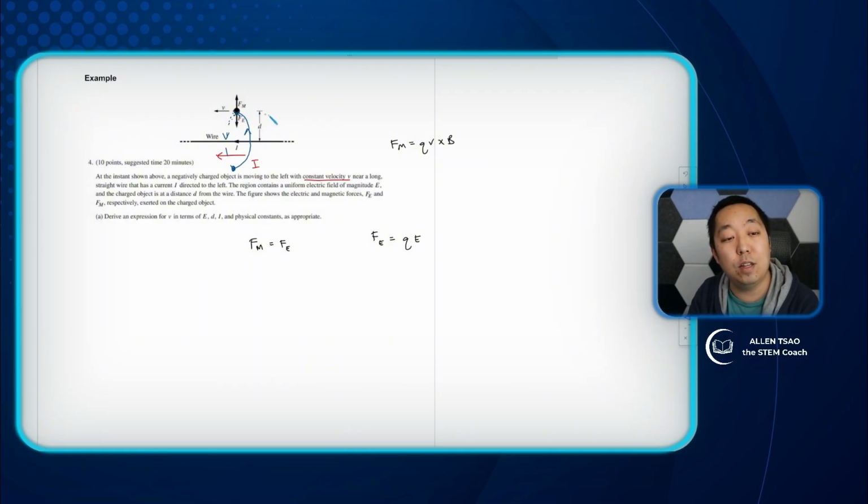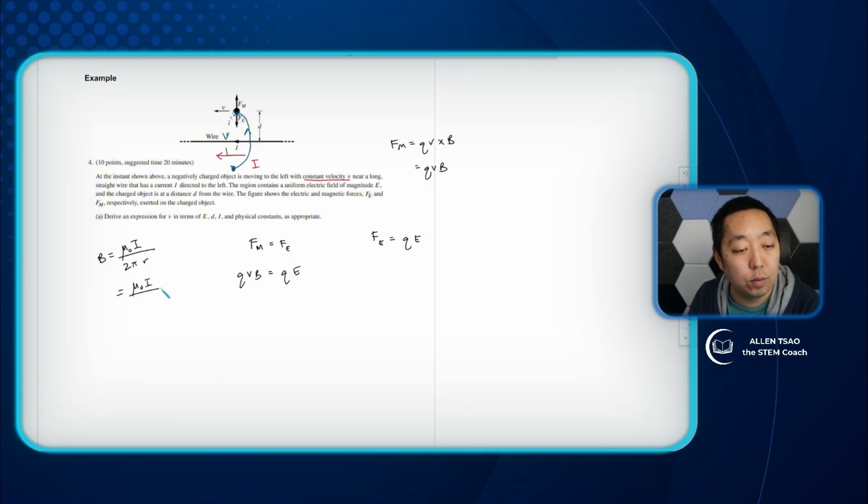That's perpendicular to the velocity. So you're just going to multiply those two because they're already at right angle. So then you have QVB is equal to Q times the electric field. Now, the B from the wire is mu naught I over 2 pi r. I is the current in the wire, and the distance to there is d. So then it's QV times mu naught I over 2 pi d has to equal QE. The Q's cancel. And we can solve for V. V is going to be 2 pi d times E divided by mu naught I.